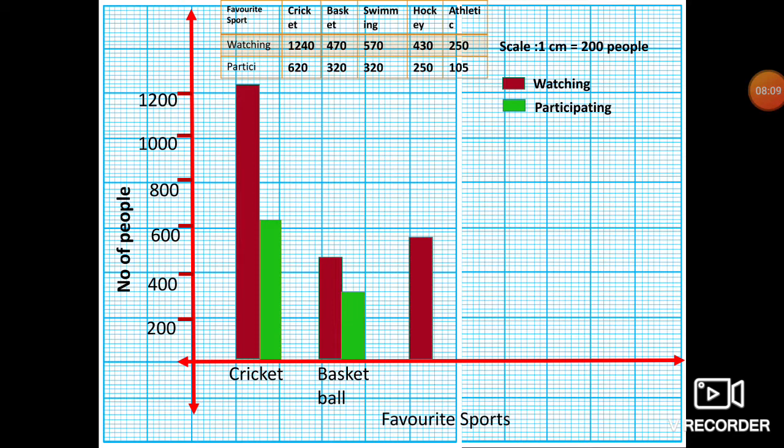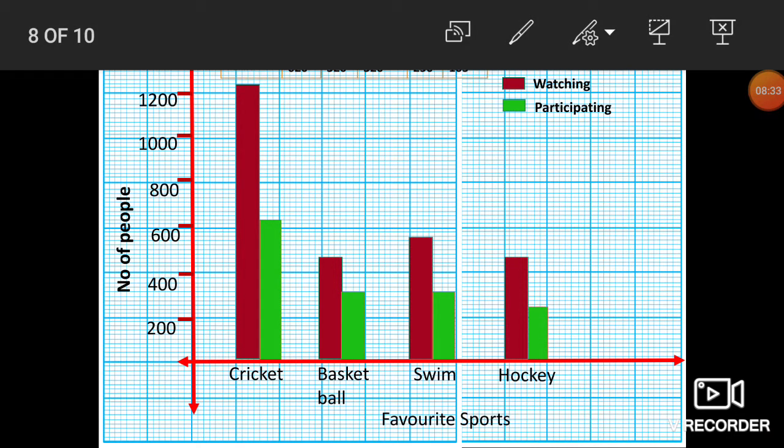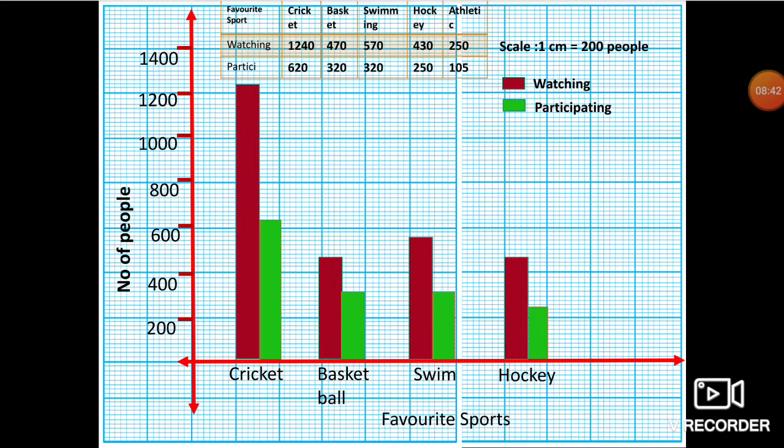Then the third one is swimming. Swimming is 570. 570 is closer to 600, and 320 is the same as in basketball. Then next hockey, 430. 430 is above 400 and below 500. Then 250. You can see 200 here, and between 200 and 400, 300 is there. So 250. Next athletics. 250, the same number, and 105, a small bar is there.